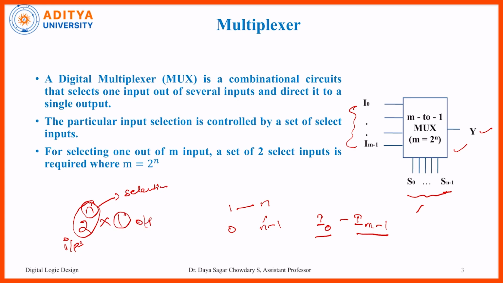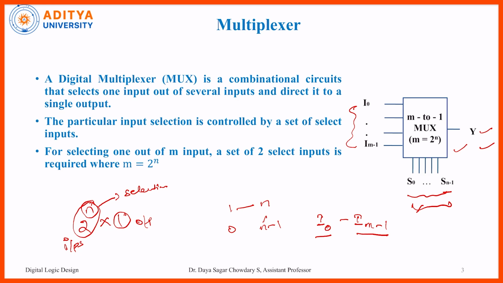This is the representation for any multiplexer. The number of inputs is 2 to the power of n, n is the number of selection lines, and 1 is the output. The particular input selection is controlled by a set of selection inputs, so the entire operation of the multiplexer depends on the selection lines only. For selecting one output out of m inputs, n select inputs are required, where m is equal to 2 to the power of n. We will discuss all these things in the next slides.